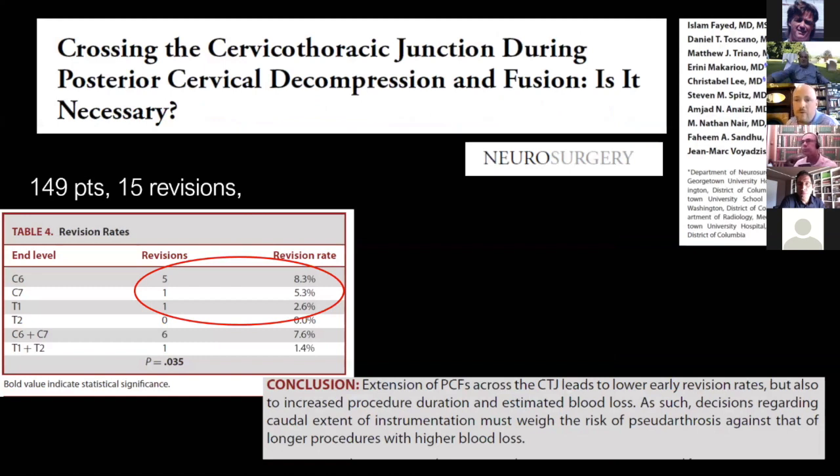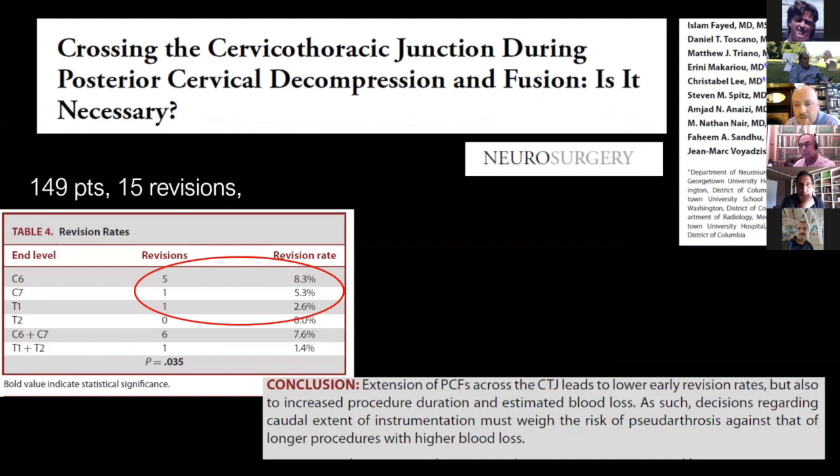This is a paper from Neurosurgery. This is the Georgetown group. And they had 149 patients. They had 15 revisions. And the main table that looks at the revisions, overwhelmingly, C6 is the quote unquote stopping at the cervical thoracic junction, which has a revision rate of 8.3.